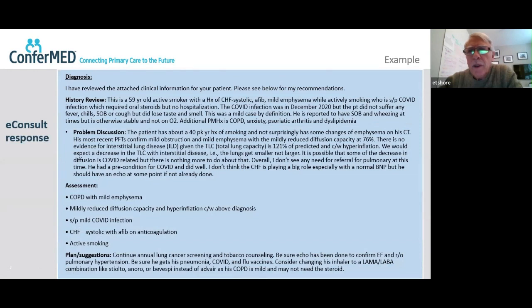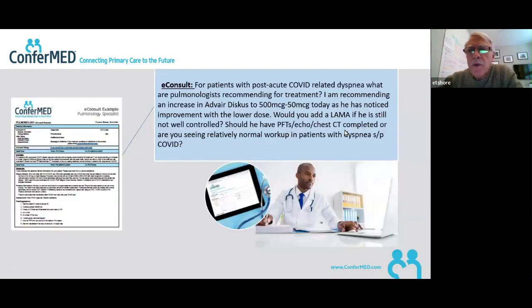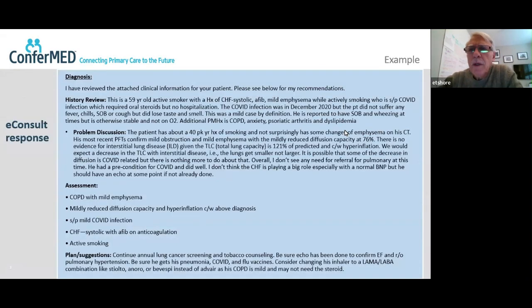So here's the consult that I did, and in it, I make suggestions at the bottom, and between that and the problem discussion, I answer the questions about, for example, in the problem, overall no need for referral to a pulmonologist at this time. And I don't think CHF is playing a big role. So the more specific the questions and the clearer the questions, that helps direct us to answer your questions.